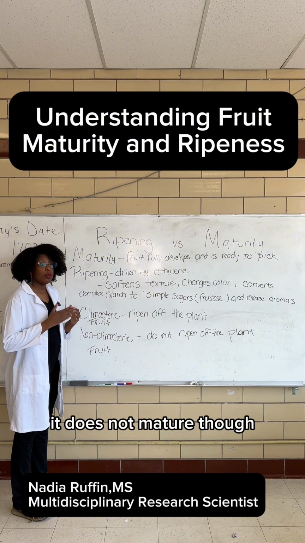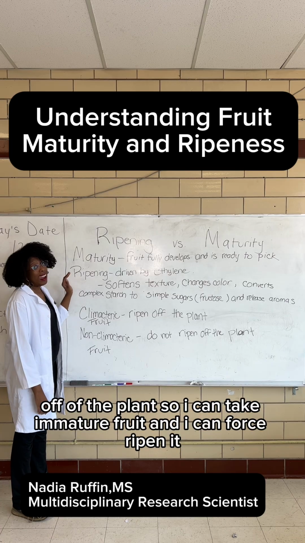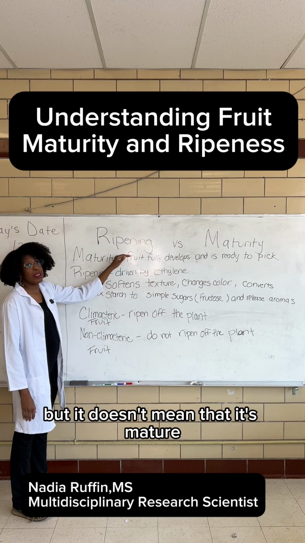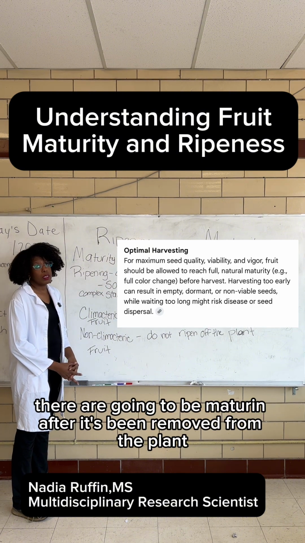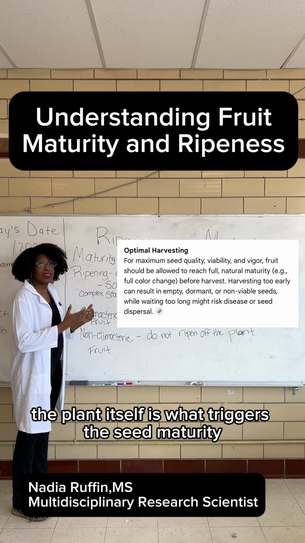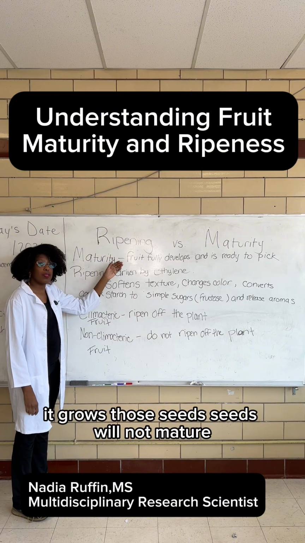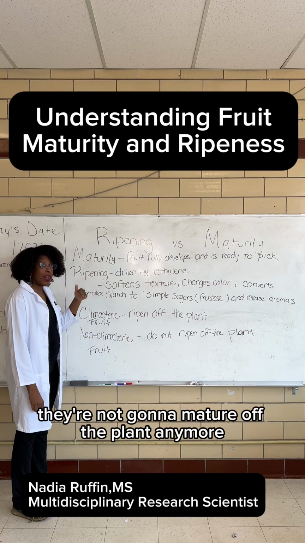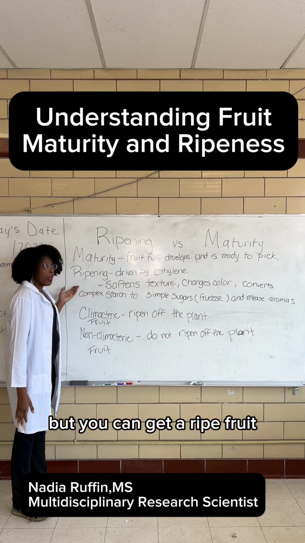It does not mature off of the plant though. I can take immature fruit and force ripen it, but it doesn't mean that it's mature. It doesn't mean that the seeds inside are going to mature after it's been removed from the plant. The plant itself is what triggers the seed maturity. It grows those seeds. If they didn't mature and you pick that fruit, they're not going to mature off the plant anymore. But you can get a ripe fruit.